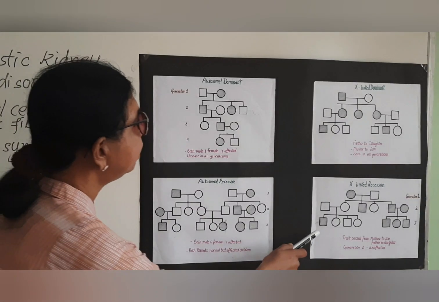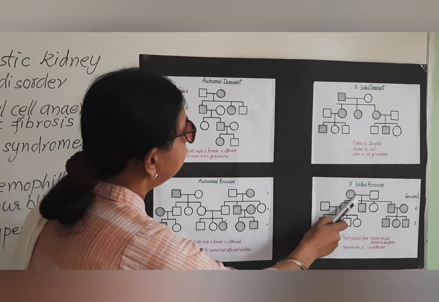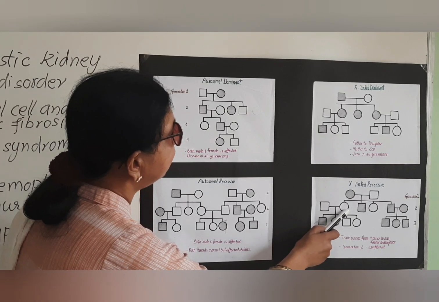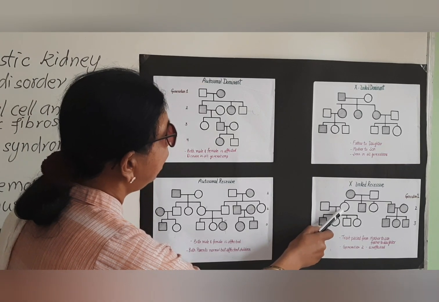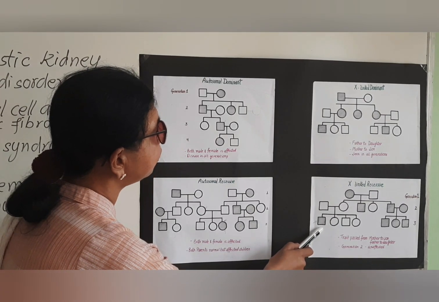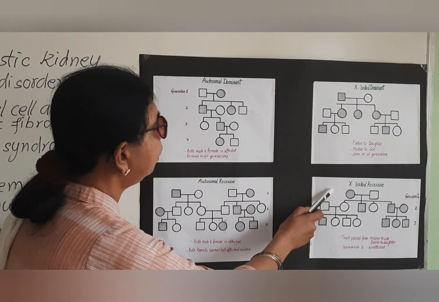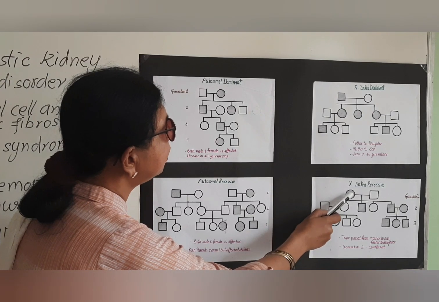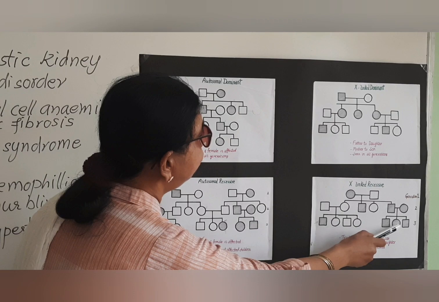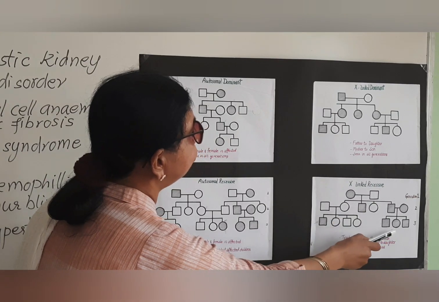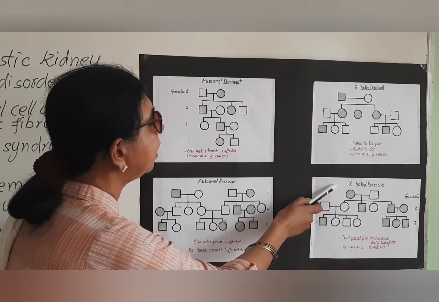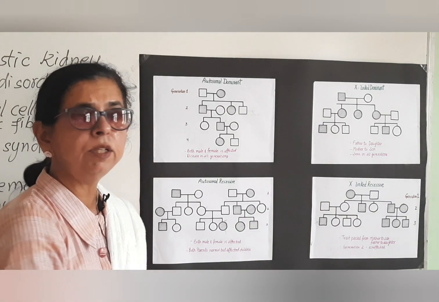So in the fourth case, it is clearly visible that the trait is absent in generation 2 and it reappears in generation 3. So it is a recessive character. And secondly, mother has passed that trait to sons and son has passed that trait to daughter. So it shows that it is X-linked. So on the whole, we can say it is X-linked recessive pedigree chart.